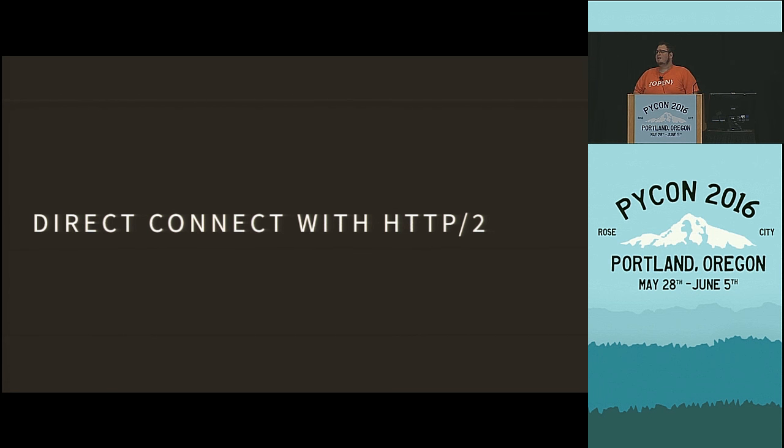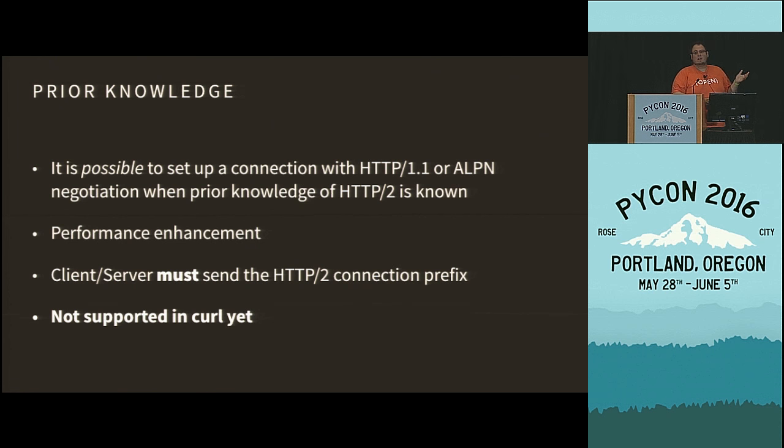Now, with prior knowledge, if both sides know they have prior knowledge of support for HTTP 2, they can do a very simple upgrade, they send a token essentially. You know, do you speak HTTP 2? No, I'm broken. Yes, let's just go on, right? So yeah, that's something that's possible. If you're writing your own clients and servers, you should be looking into that.